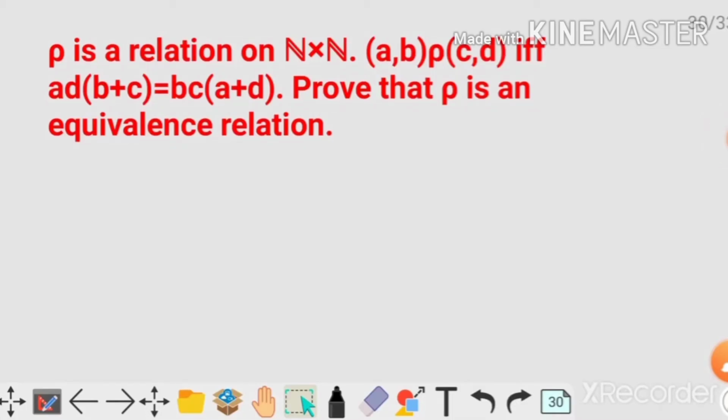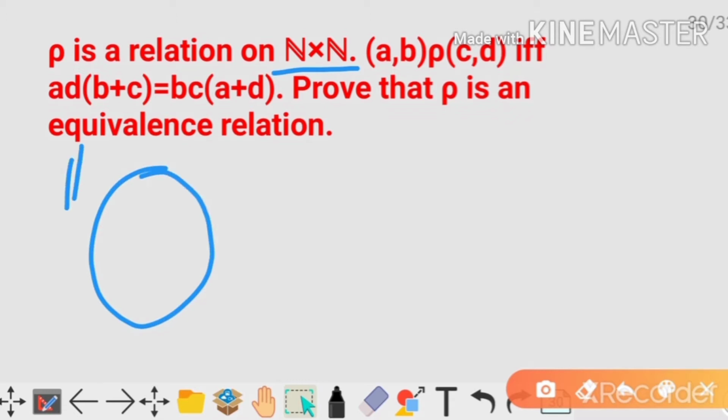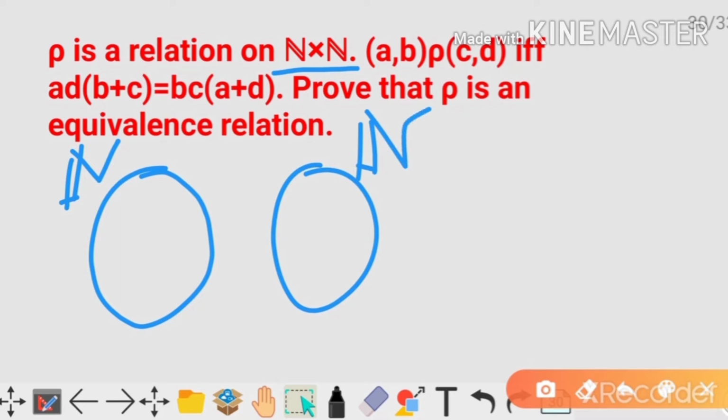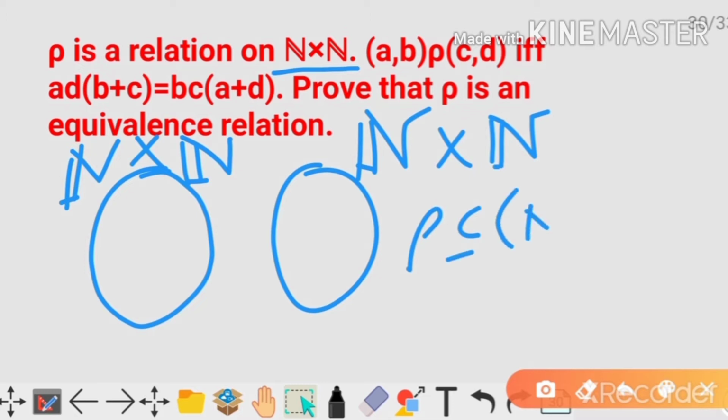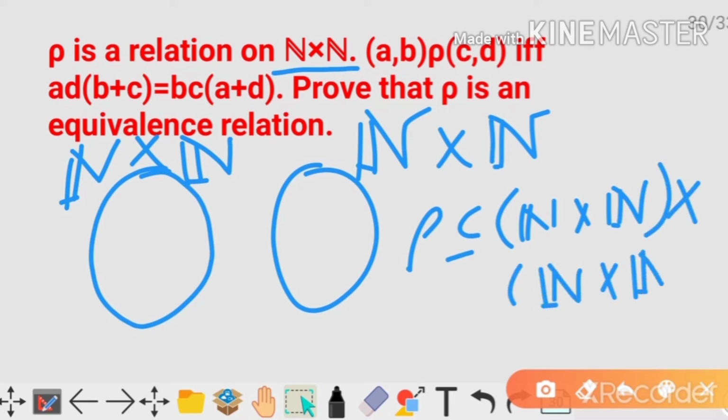So now here is the question. This is a special type of question because rho is a relation on N cross N. Before this, we have solved some questions like N to N. But this time it is N cross N and this is N cross N. So that means rho is a subset of N cross N cross N cross N.